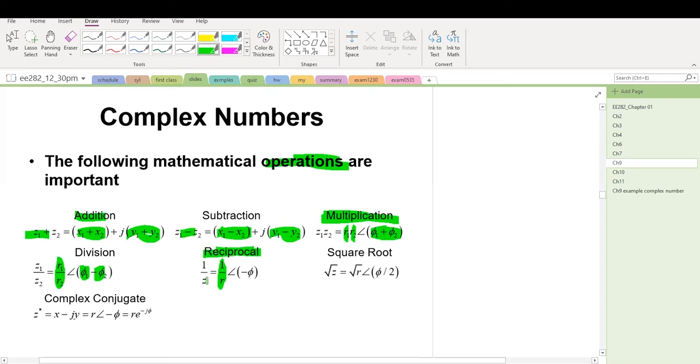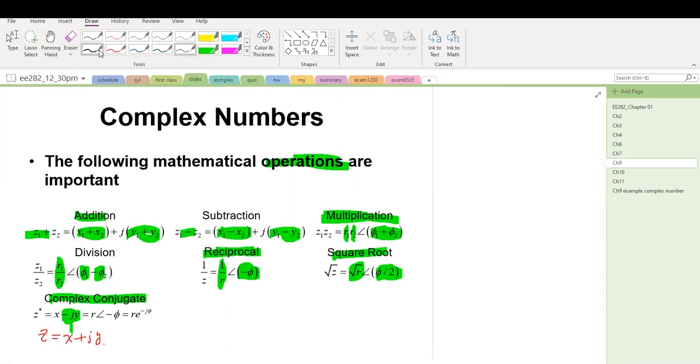For the reciprocal, the magnitude takes a reciprocal and the angle is reversed: phi becomes minus phi. If we take the square root, you take the square root of the magnitude and half of the angle. For the complex conjugate, z original equals x plus jy, then z conjugate equals x minus jy. In polar form, the magnitude does not change and the angle is reversed, becoming negative. So this is the complex exponential expression r e to the power minus j phi.